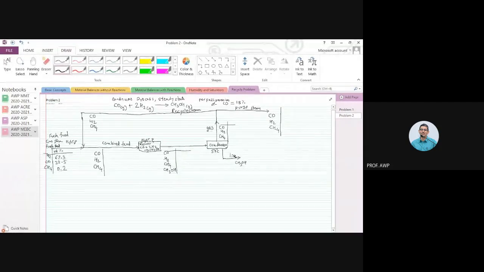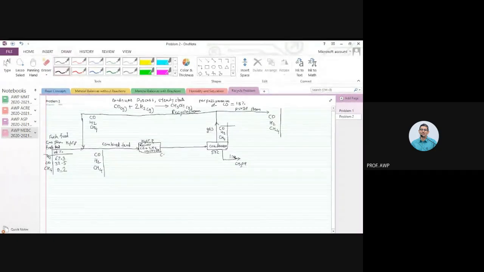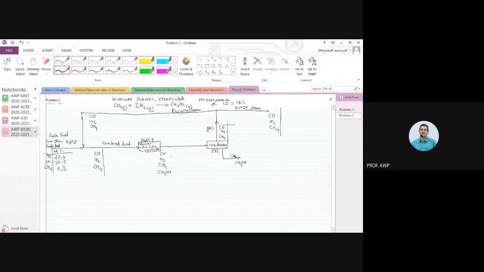Okay, is the problem statement clear to everybody? And coming out of the reactor, obviously I will have unreacted carbon monoxide, unreacted hydrogen, methane inert, and the methanol that is produced by the reaction.